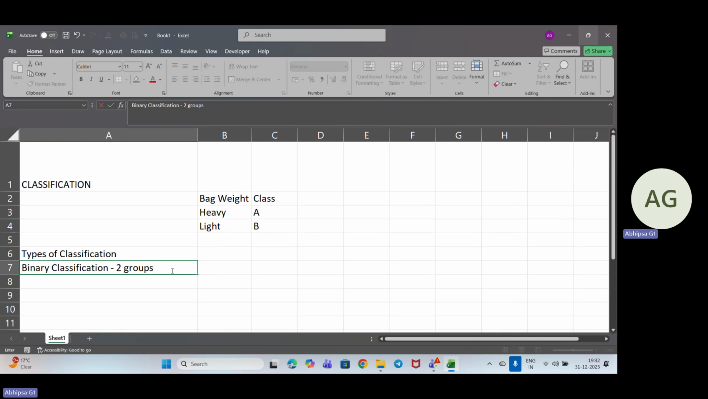The examples would be yes or no, true or false, pass or fail, spam or not spam. So only two classes are available. This is a type of classification: binary classification. We will discuss it in detail, don't worry. For now we will just list the types of classification and then move ahead. Next, we have multi-class classification.